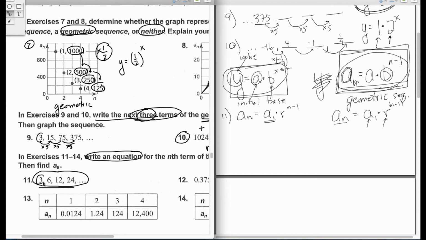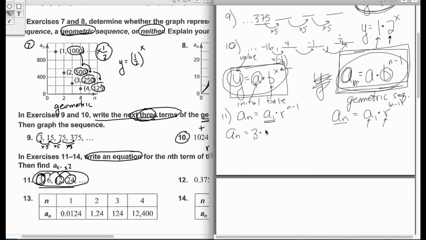Here we're doing number 11. Sorry, the first number is 3. So a sub n equals 3 times, and now we've got to find the common ratio. In other words, 3 times what gives me 6? 6 times what gives me 12? 12 times what gives me 24? You should see that we're multiplying by 2, right? If you don't see that, take 24 and divide by 12. You'll get 2. 12 divided by 6 is 2. 6 divided by 3 is 2. That is our common ratio. So this is 2, and then to the n minus 1. That's your formula right there.